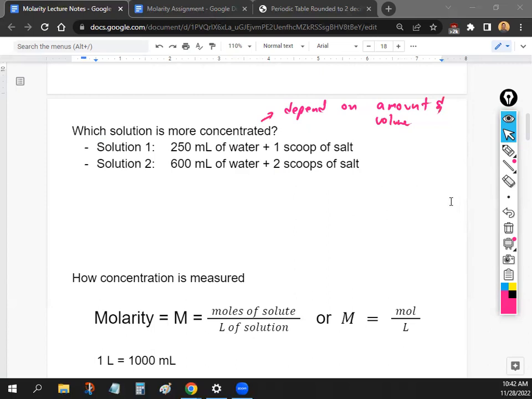Okay, so that's it for the definitions. We just have to write down our formulas and then we can start doing the actual problems, and then we're almost done. We just have a couple of practice problems and I'll get you guys started on the assignment.